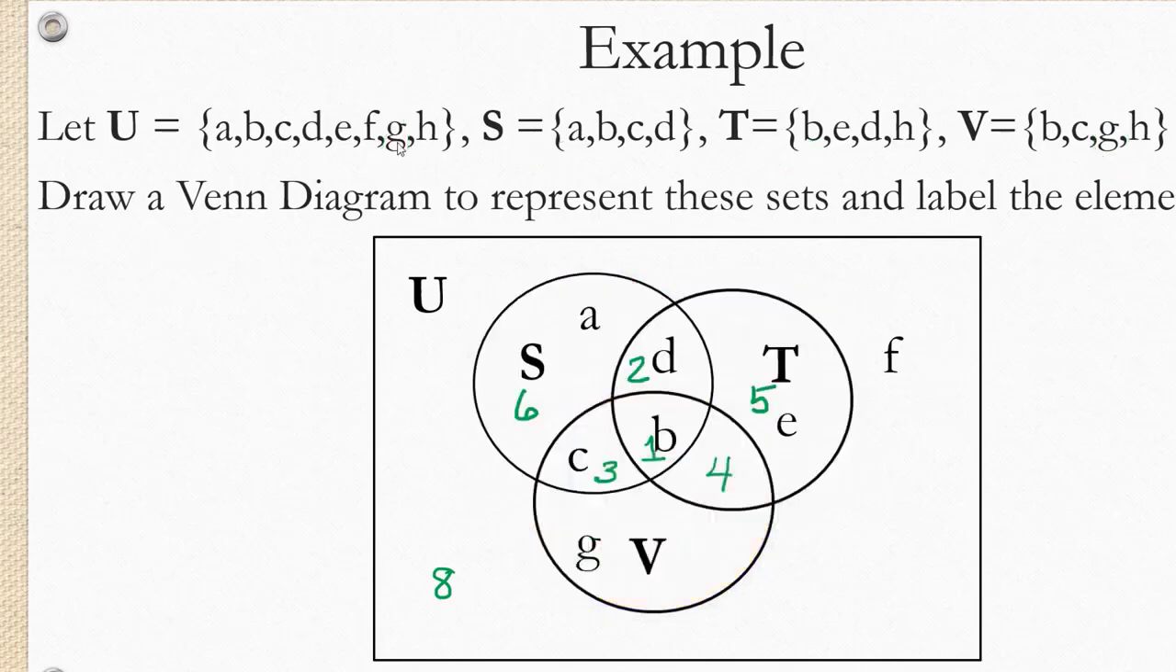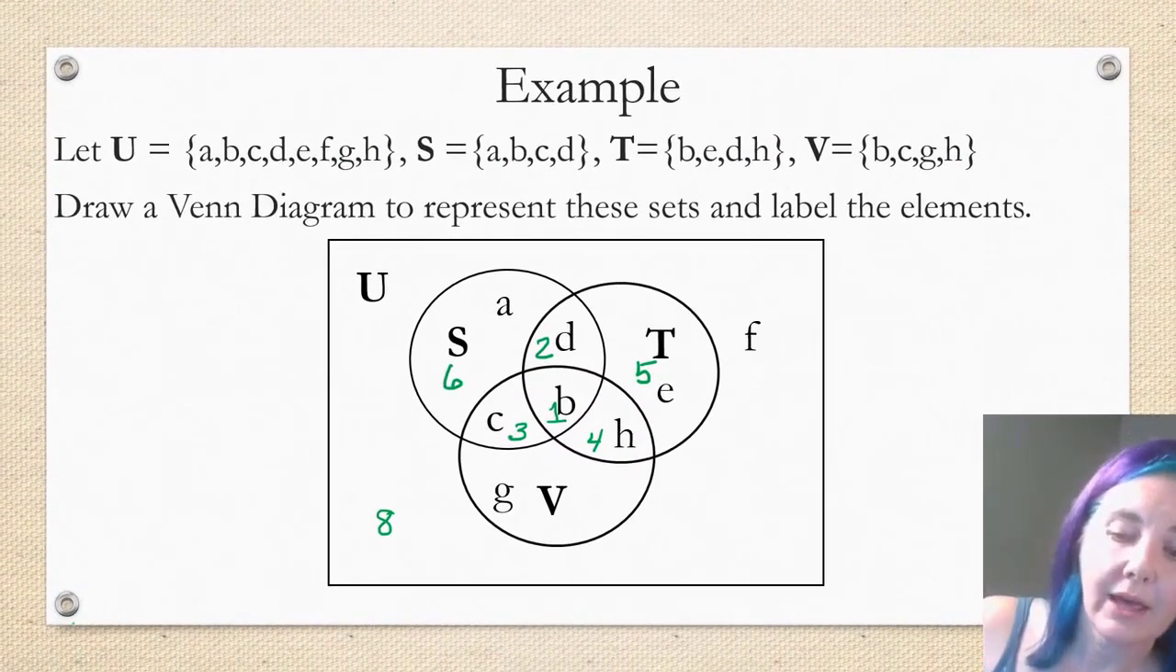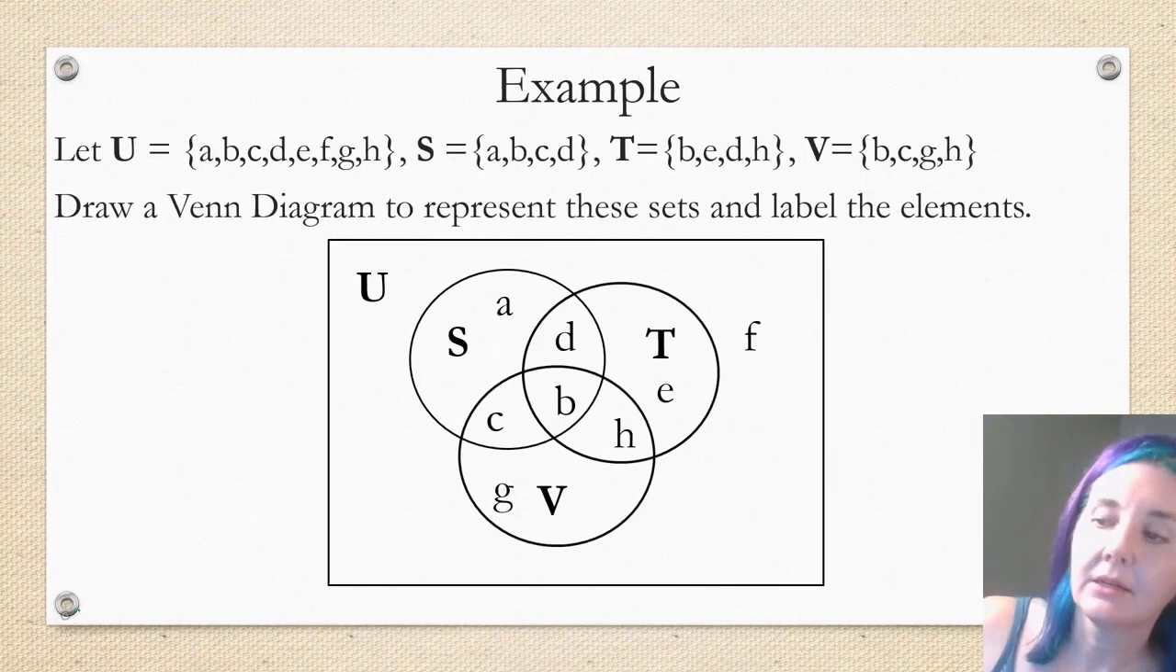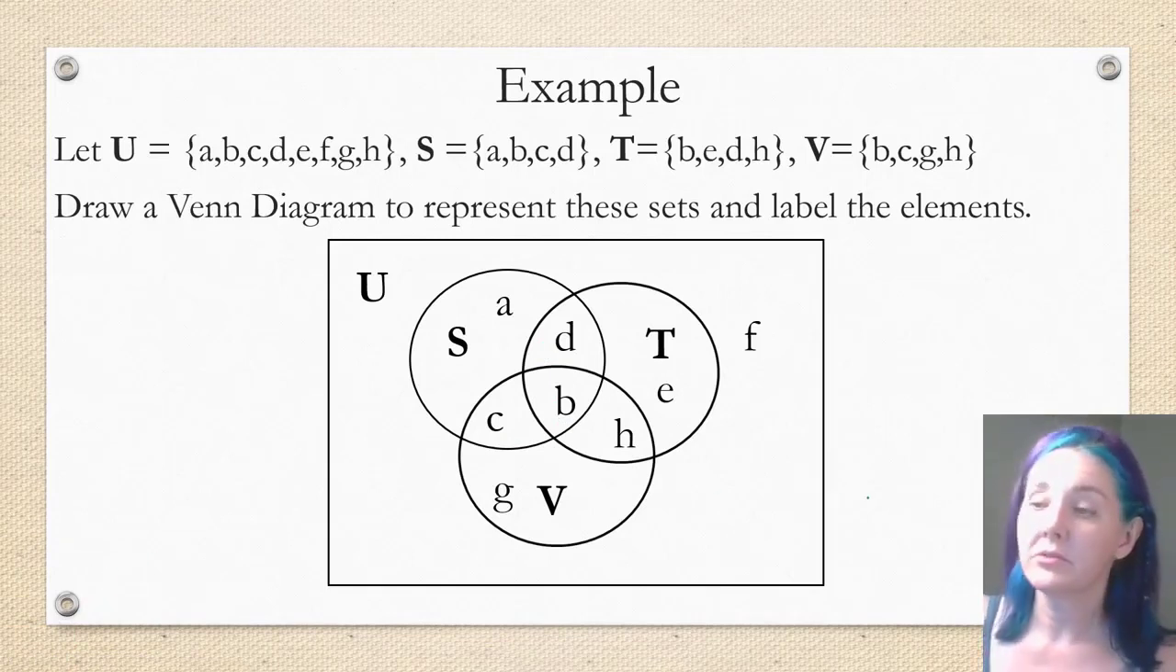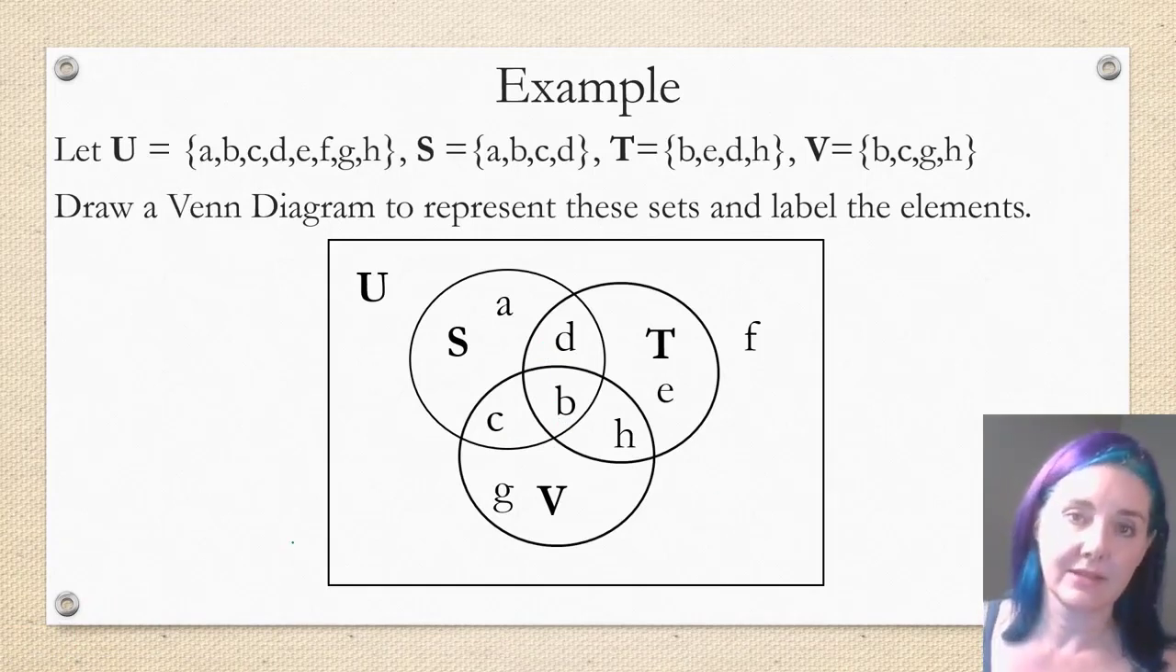And last but not least, the element H. H is not in S, but it is in T and it is in V. So we need to have the element H be in both T and V, which means their intersection, which is this football shaped piece here. But we also know that it can't be in S, so that excludes region 1. So that means that H has to be in region 4. Okay, well that was the last element. We have everything placed appropriately. I'm going to get rid of those region labels, and this is the completed Venn diagram.